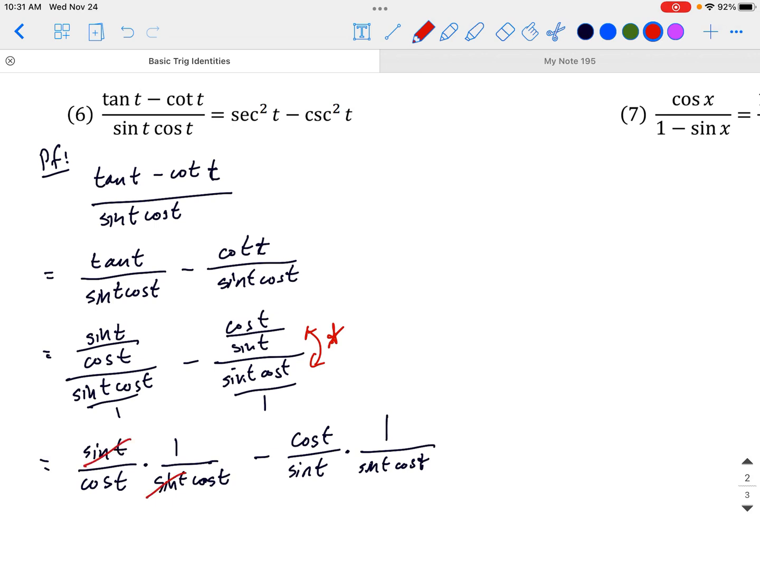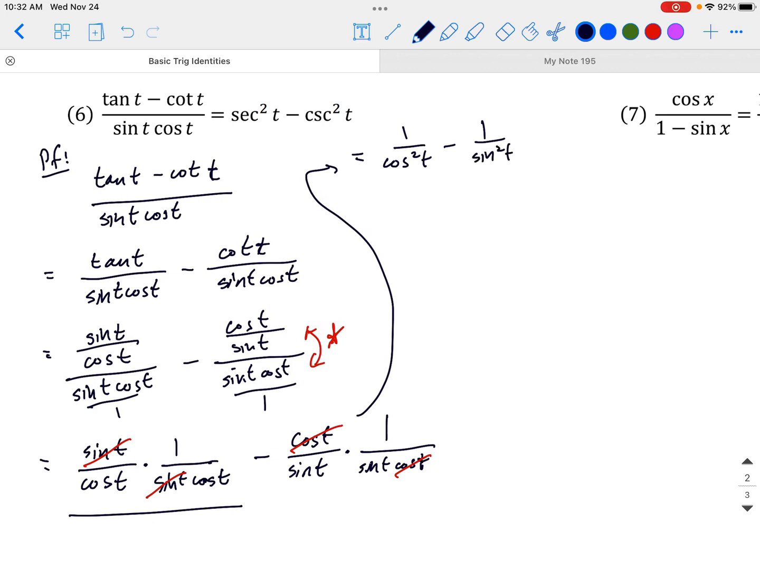So we'll note the sine t's are going to cancel from the first terms, and the cosine t's are going to cancel from the second terms. So I'll move our statement up here. The first expression is going to be 1 over cosine squared, and the second expression is going to be minus 1 over sine squared. And that is going to give us secant squared minus cosecant squared, which is exactly what we were trying to prove.